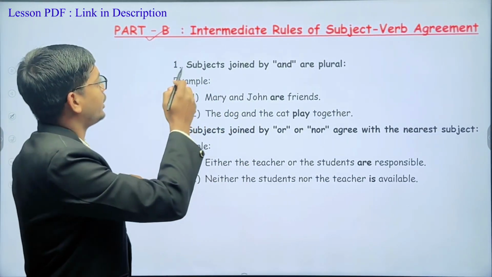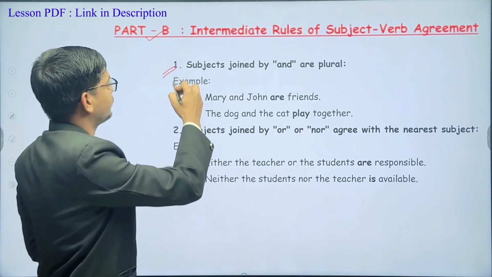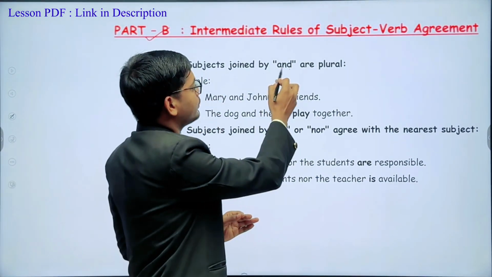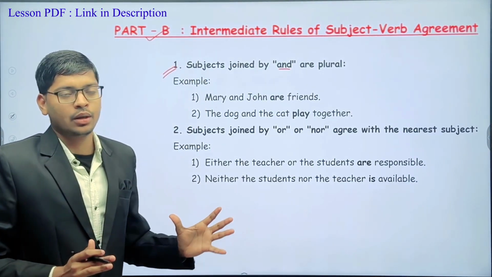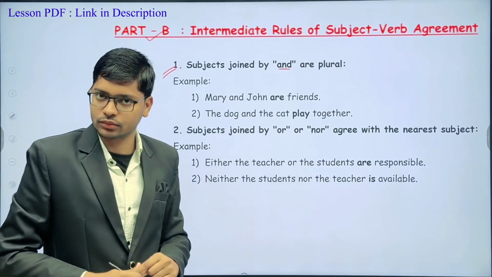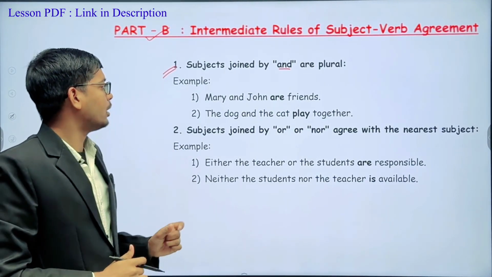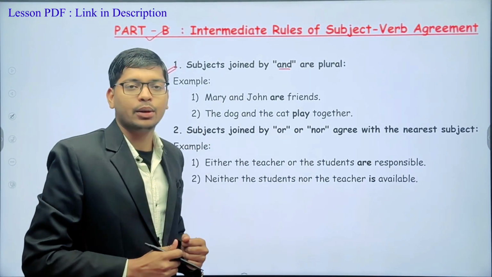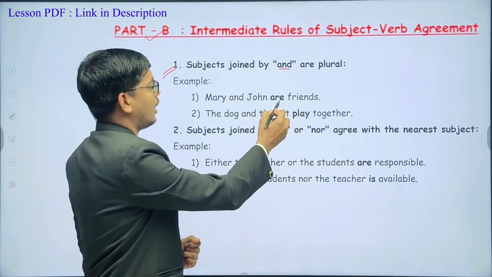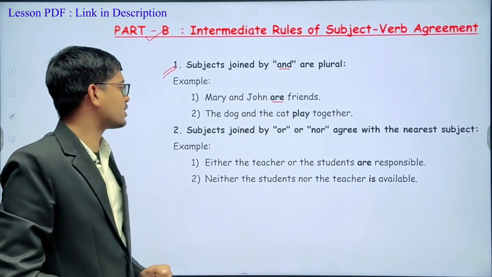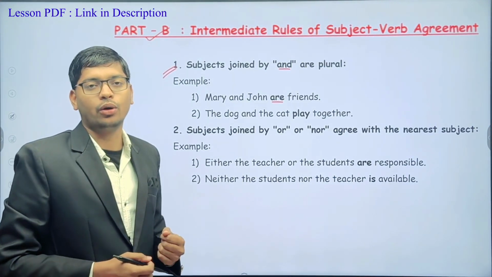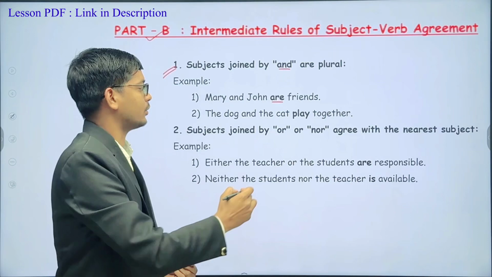The first intermediate rule is that subjects joined by and take a plural verb. For example, Mary and John are friends. Next example: the dog and the cat played together.